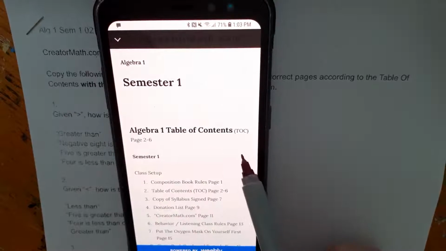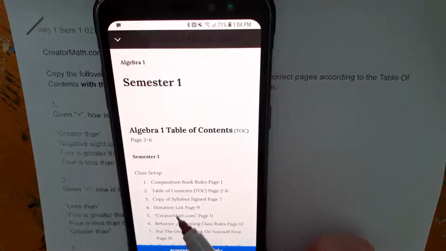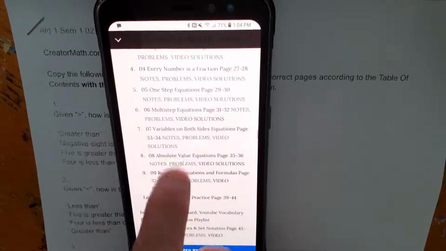There it is. This is the table of contents for semester 1. You should have copied all of this, every line, into pages 2 through 6. This takes up about 3.5 pages, but it tells you where everything goes for the entire semester. We're now going to scroll down until we find the right unit.